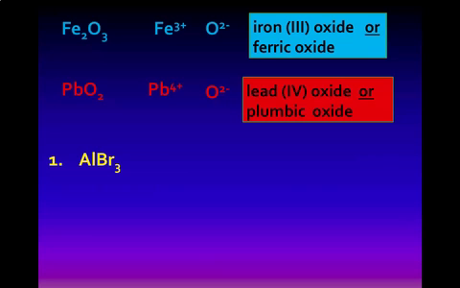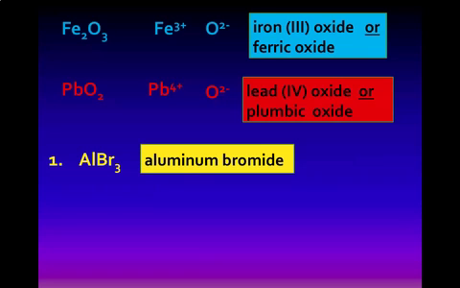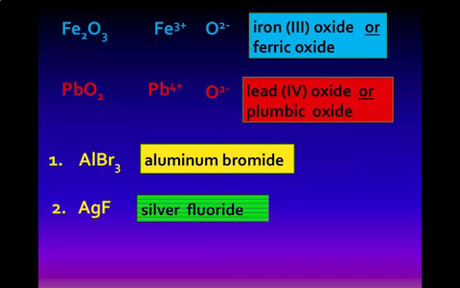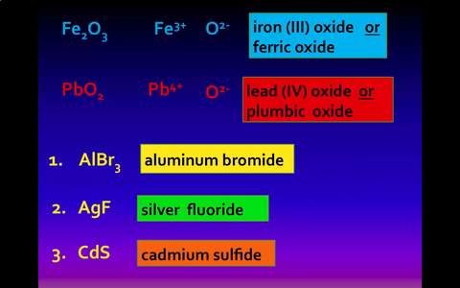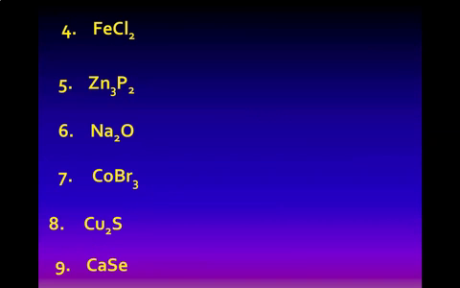Okay, AlBr3. Al only has one possible charge, so I don't need to worry about Roman numerals here. Just aluminum bromide. AgF. Ag is one of our transition metals, but it is one of the ones you had to memorize because there's only one possible charge on silver. So it's silver and fluorine, so you just write silver fluoride. CdS. Cadmium is Cd, and that was another one that only had one oxidation state, so you're just going to write cadmium sulfide.